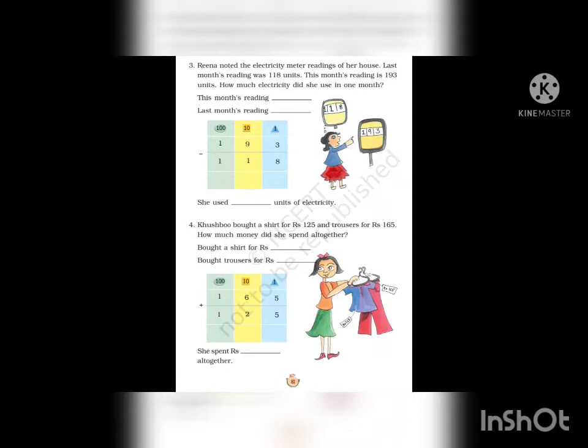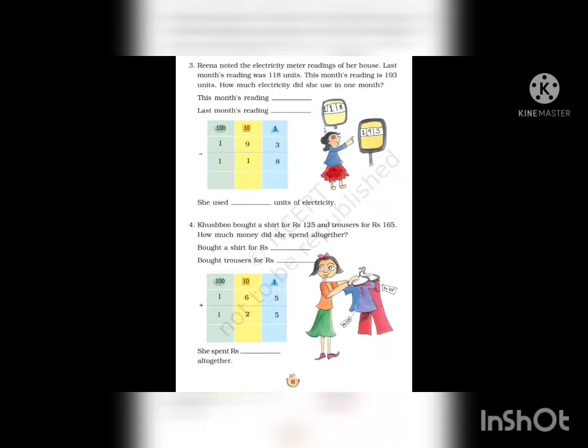So we will add the amount of the shirt and the trousers. So it will be 165 plus 125. So she spent rupees dash altogether, and in this blank you will write the answer.